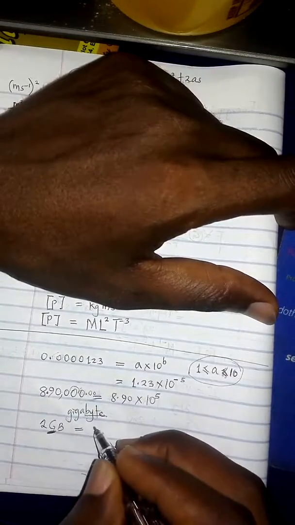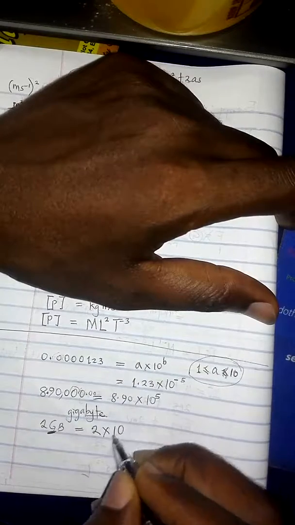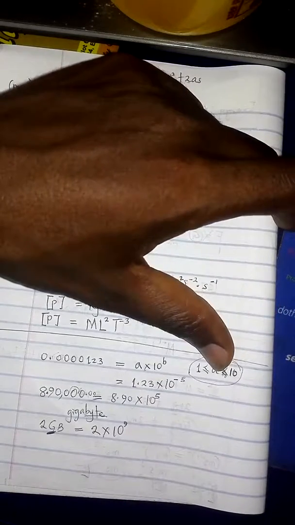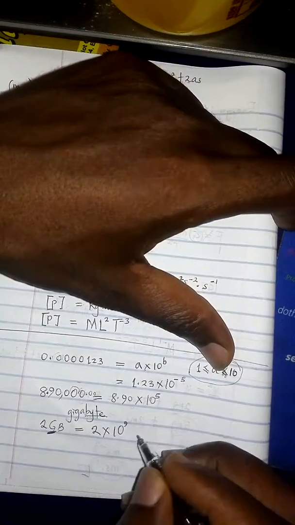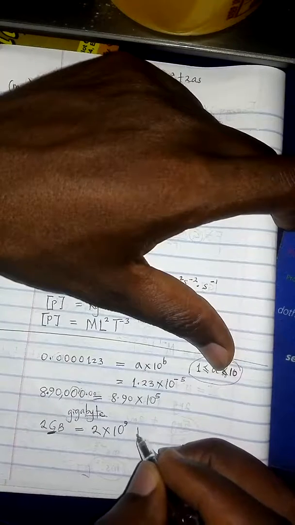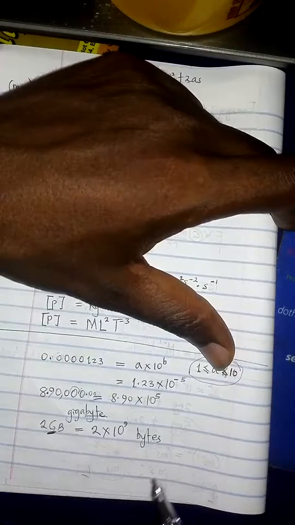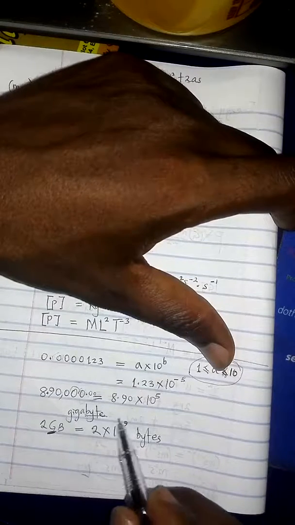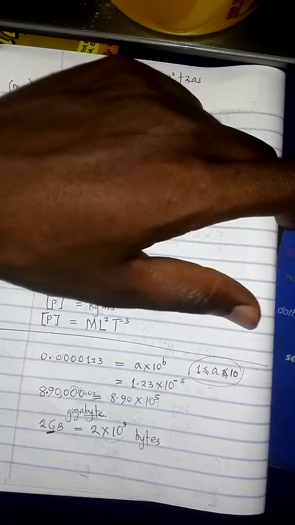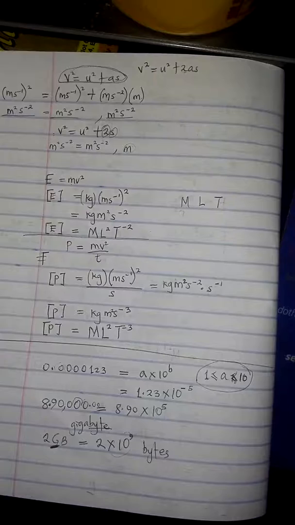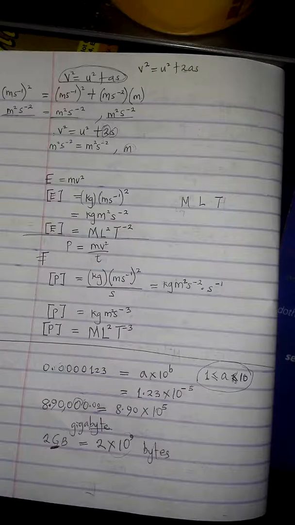So what you have here is actually 2 times 10 raised to power 9 bytes, because giga is 10 raised to power 9. So giga and other prefixes you may come across are usually used to denote the power of 10 with which that number is multiplied. If I talk about 1 kilobyte, it is simply 10 raised to power 3 bytes. If I say 1 kilogram, it is simply 10 raised to power 3, which is 1000 grams.